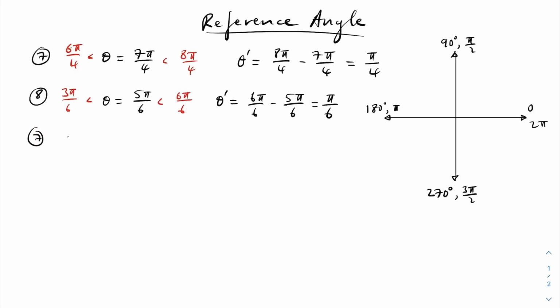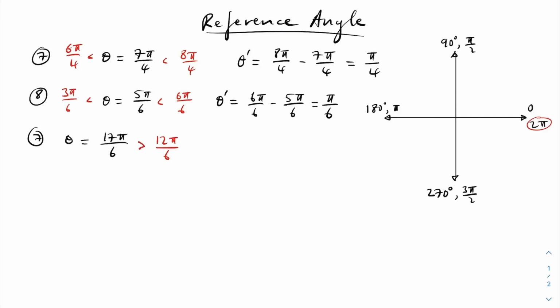Okay, next example, we're going to have theta equals 17 pi over 6. This particular angle here given in radian happens to be bigger than 2 pi. And that's because 2 pi is 12 pi over 6. And so you can clearly see here that 17 pi over 6 is bigger than 12 pi over 6.